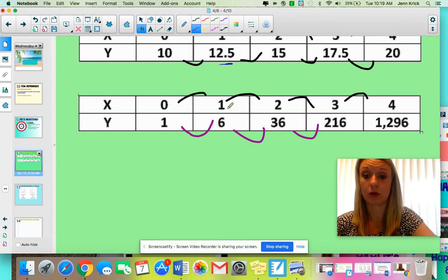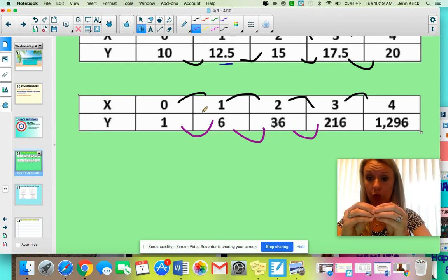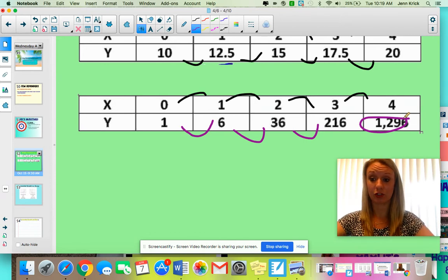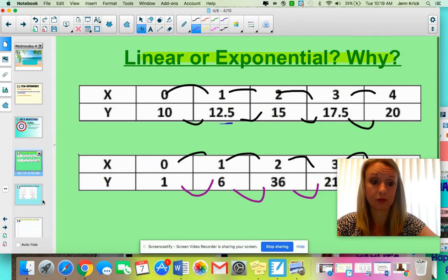Even if you plotted these coordinate points, you'd see you're starting at (0, 1), (1, 6), (2, 36), and by that x value of 4, you have a y value of 1,296. That's going to be a very exponential graph. Okay, so quick review from yesterday just to engage ourselves.